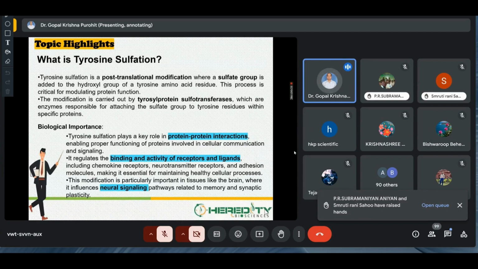What is the biological importance? Tyrosine sulfation plays a key role in protein-protein interactions, enabling proper function of proteins involved in cellular communication and signaling. It regulates binding and activities of receptors and ligands, including chemokine receptors and neurotransmitter receptors, making it essential for maintaining healthy cellular processes. This modification is particularly important in tissues like the brain, where it influences neuronal signaling pathways related to memory and synaptic plasticity.